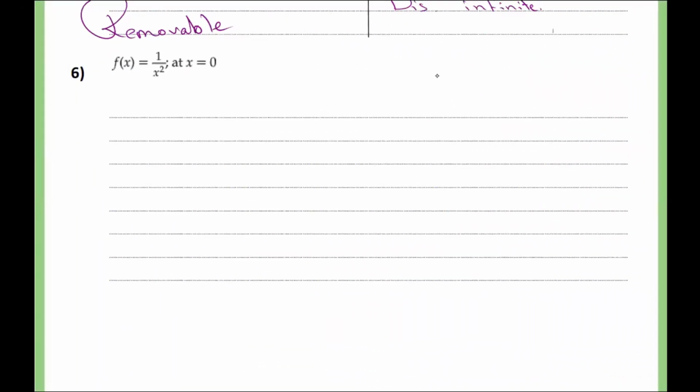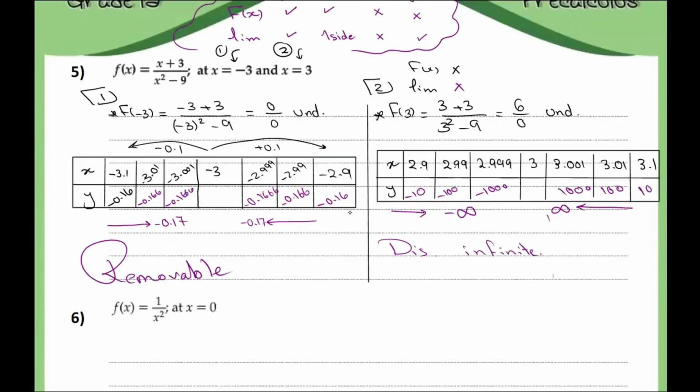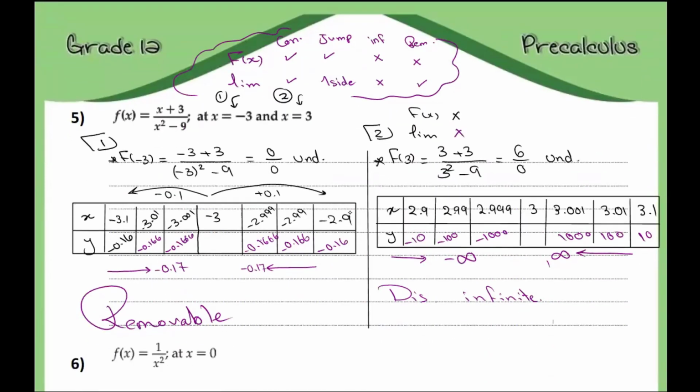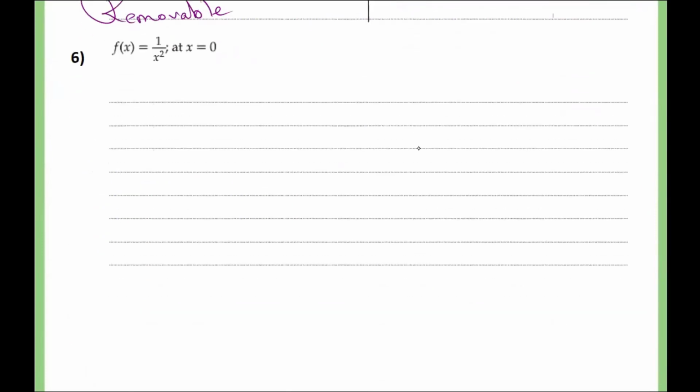Sir, could you explain one more time the f(x) and the limit? What do you need for this one? I just want to understand how it is again. Which part? This one, f(x), limit, the jump, the infinite. Again for this one.